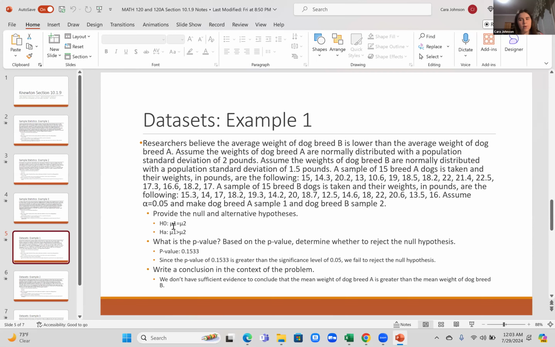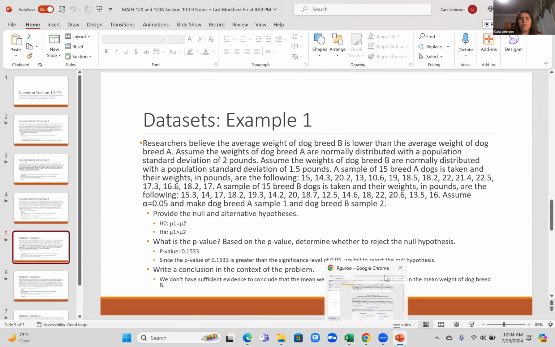So my null is always mu1 equals mu2. My alternative, so I'm saying dog breed B is lower than dog breed A. So that means that A, which is mu1, is greater than mu2, which is dog breed B, since dog breed B is sample 2. So I said B is lower than A, so then I need to write my alternative here since A is sample 1, is A greater than B. So once again, be careful of the wording on that.